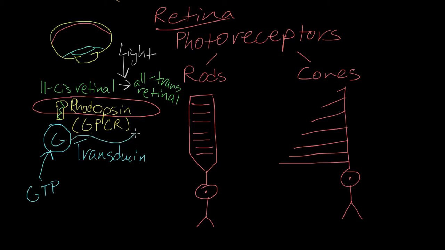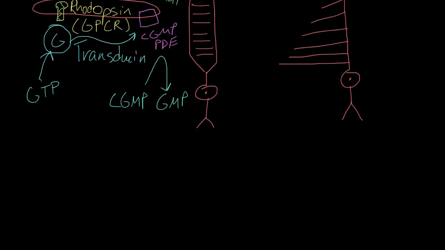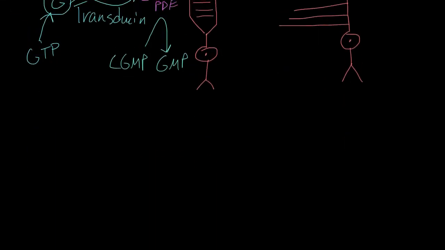Once activated, it activates another protein in the membrane called cyclic GMP phosphodiesterase. And cyclic GMP phosphodiesterase can convert cyclic GMP to GMP by cleaving the phosphodiester bond in cyclic GMP. Now, why is that important? Why do we want to cleave cyclic GMP?